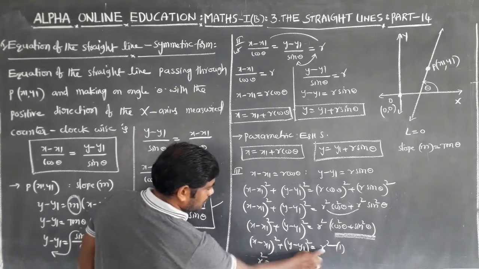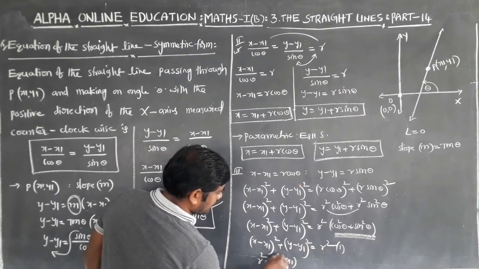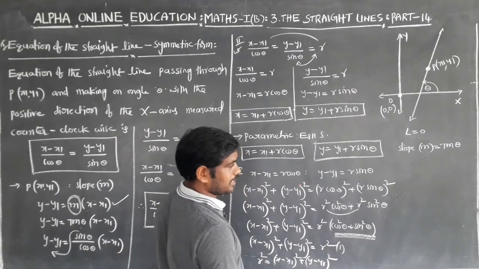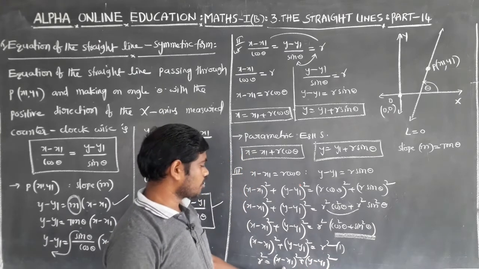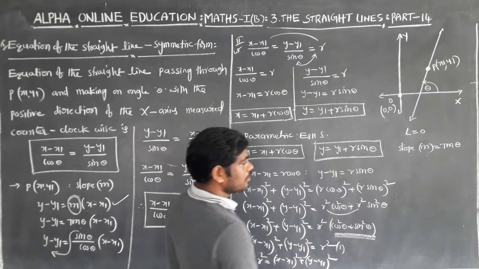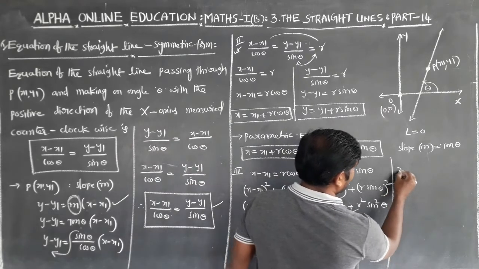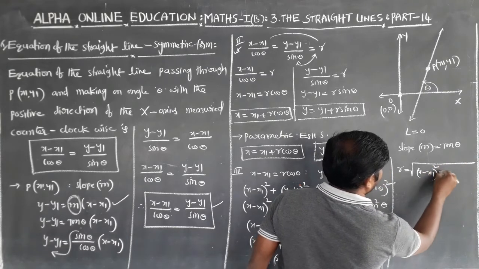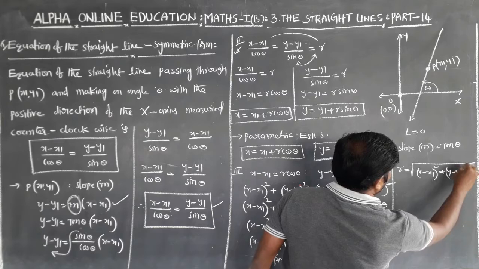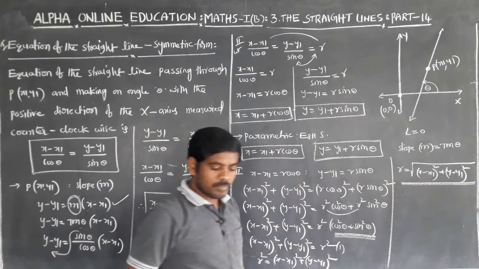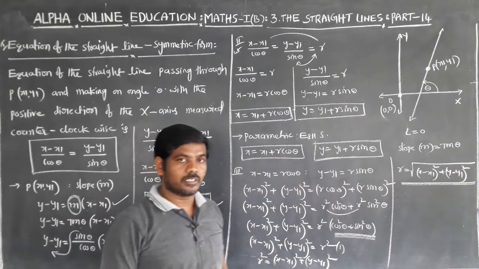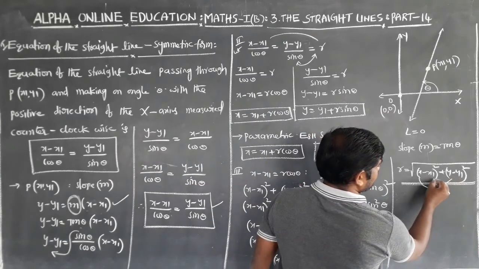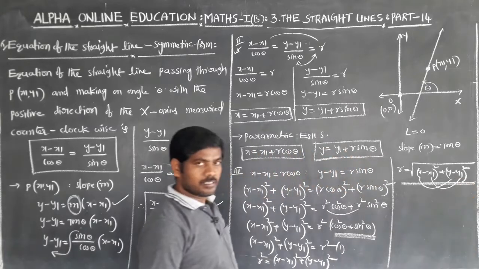So r square is equal to x minus x1 whole square plus y minus y1 whole square. Therefore, r is equal to under root of x minus x1 whole square plus y minus y1 whole square, which means the distance between the 2 points. First point is x comma y, second point is x1 comma y1.